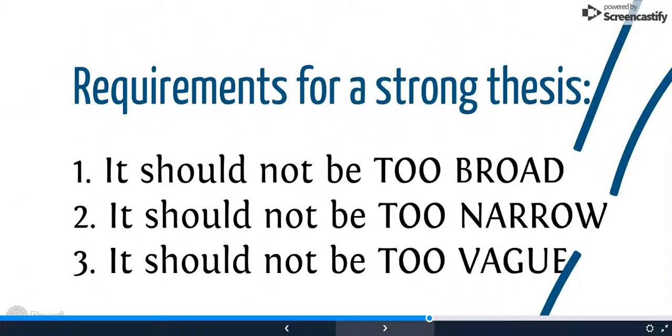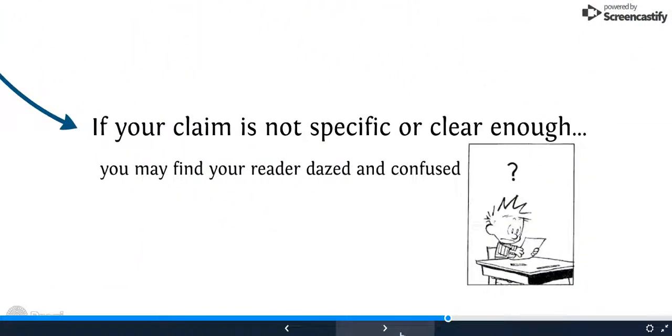So again, now we're going to the vague problem. If your claim is not specific or not clear enough, you may find your reader very confused. I've read essays before where I'm like, why are they bringing that up? That was so out of left field. And here are some examples.